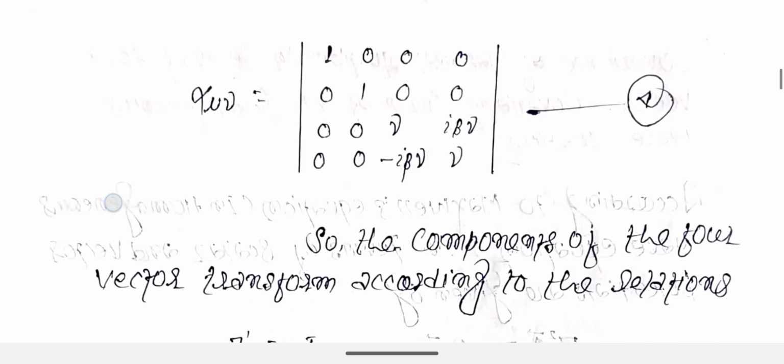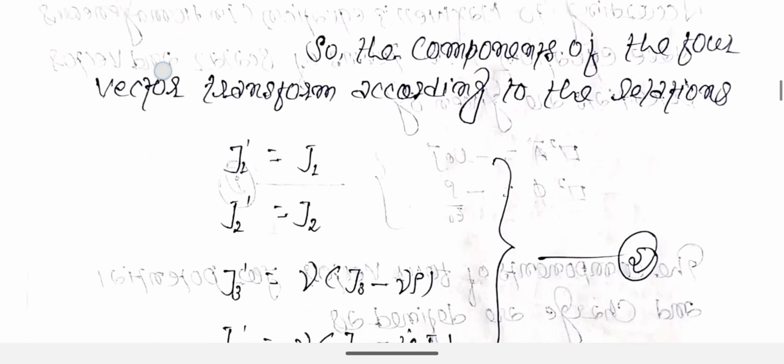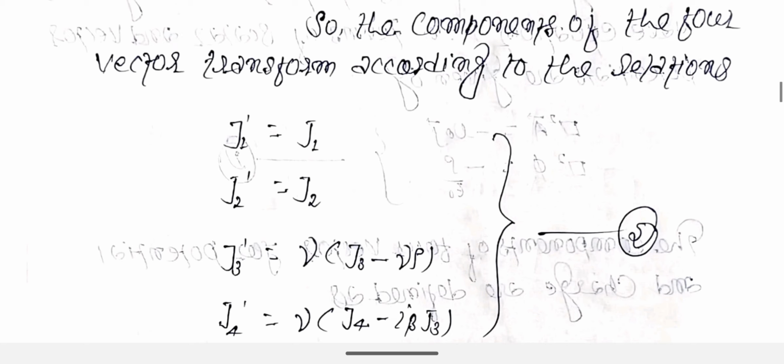Alpha mu nu is equal to the matrix 1 0 0 0, 0 1 0 0, 0 0 gamma, minus i beta gamma, 0 0 i beta gamma, gamma. This is equation 4, friends. So the components of the four vector transform according to the relations: J1 dash is equal to J1, J2 dash is equal to J2, J3 dash is equal to gamma J3 minus gamma v rho, J4 dash is equal to gamma J4 minus i beta gamma J3. This is equation 5, friends.